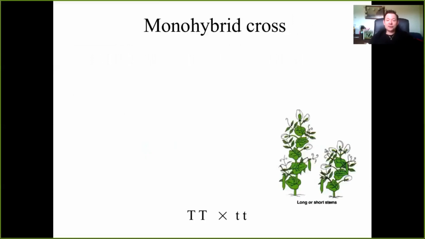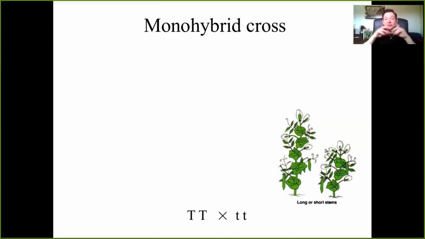So, monohybrid cross. One of the first things that Mendel did was cross a tall pea plant with a short pea plant, purebred tall with purebred short. Now, when a gene is dominant, we represent it with a capital letter. So the capital T here represents the tall gene, and the lowercase t the short gene.